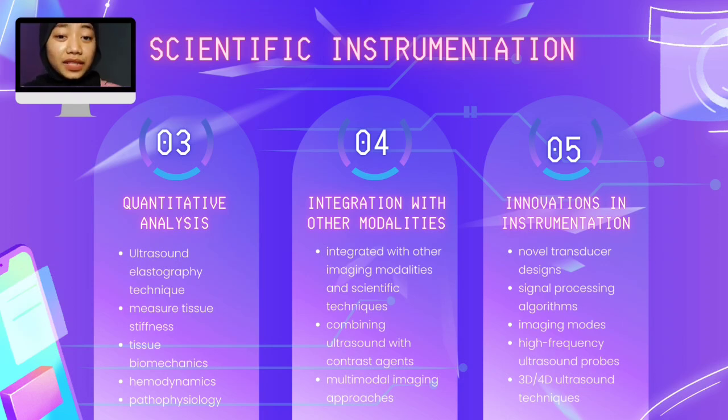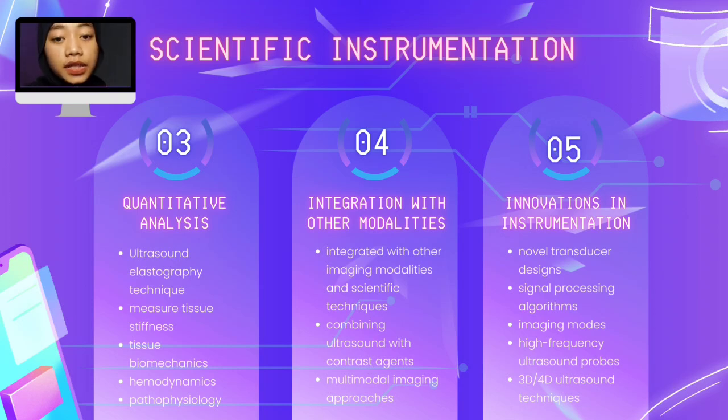The third one is quantitative analysis. Beyond visualizing structures, ultrasound facilitates quantitative analysis of tissue characteristics and dynamics. Techniques such as ultrasound elastography measure tissue stiffness, aiding in the diagnosis and monitoring of diseases such as liver fibrosis and cancer. Doppler ultrasound quantifies blood flow velocity and direction, providing insights into vascular function and pathology. These quantitative measurements contribute to scientific investigations of tissue biomechanics, hemodynamics, and pathophysiology.